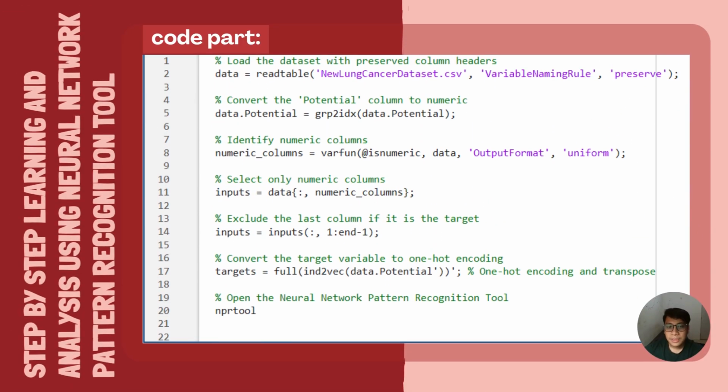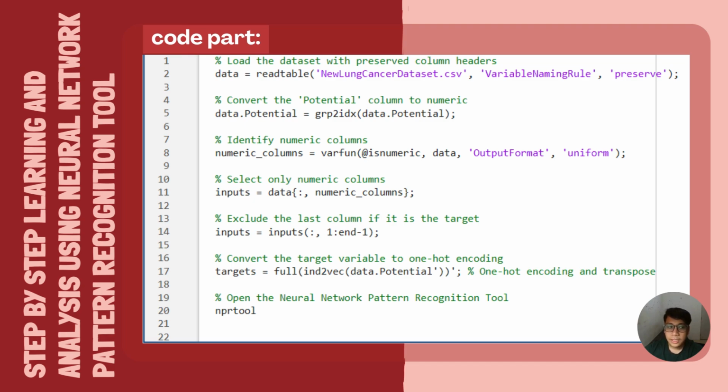Okay, moving to step-by-step learning and analysis using the neural network pattern recognition tool. I will explain the code part first. First, of course, we have to load our preprocessed Excel data using readtable. Then we convert the final column, which is the potential column, to numerical using grp2idx. We convert yes into 1 and no into 0. Then we assign all the data under the features or the symptoms into input, and all the data under the potential column as our target.